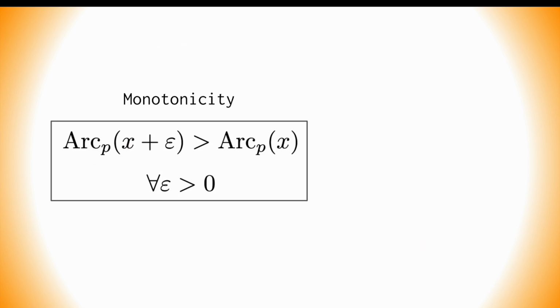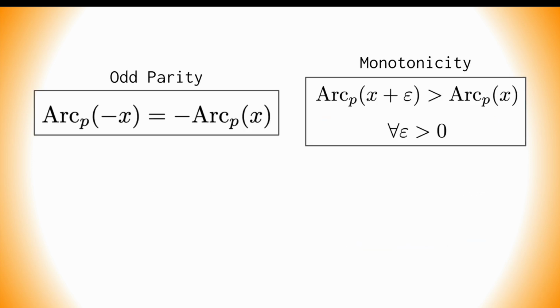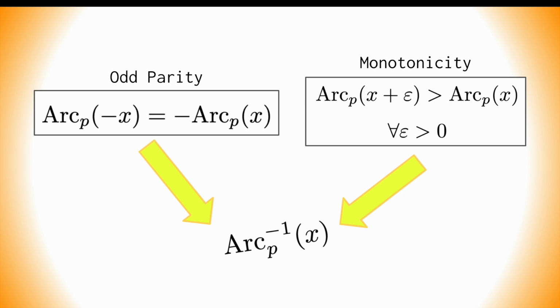Finally, arc is a monotonic function, which means it either strictly increases or decreases as the variable increases. In this case, it's obvious that it would be strictly increasing because a Squircle's arc length only increases as we increase the angle. A consequence of arc being both odd and monotonic means that it's also invertible. So there does exist some mysterious inverse arc function, but I have not found an expression for it.